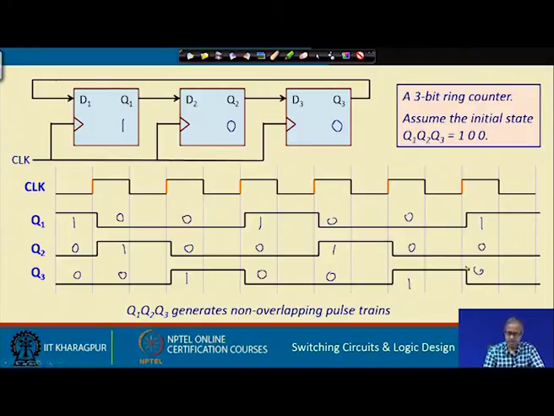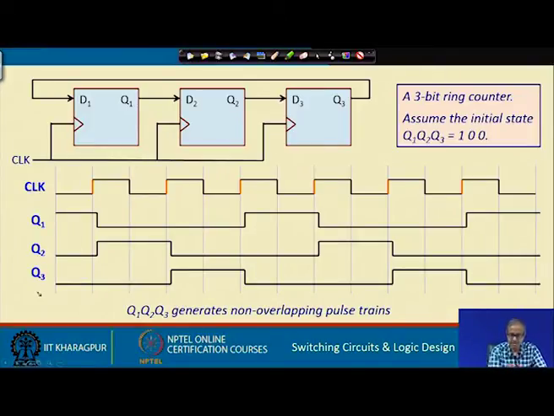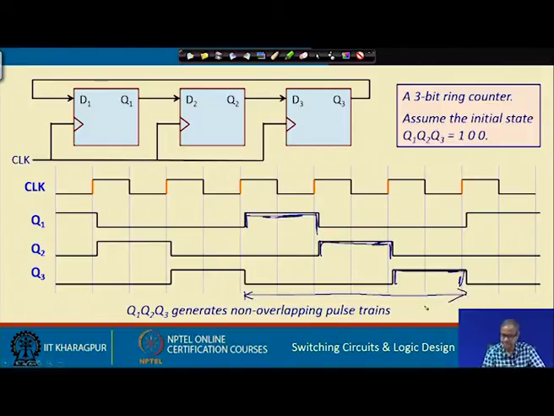Now, if you look at the kind of pulses that are generated in Q1, Q2 and Q3, you see in Q1 there is a pulse which is generated here, and remaining time it is 0. For Q2 it is here, and for Q3 it is here. If I consider this whole thing as my time period, then in this time period first Q1 is active, then Q2 is active, then Q3 is active. So, I can say that Q1, Q2, Q3 is generating a non-overlapping pulse train, because after Q1, Q2, Q3, again Q1 starts, again Q2 and Q3.